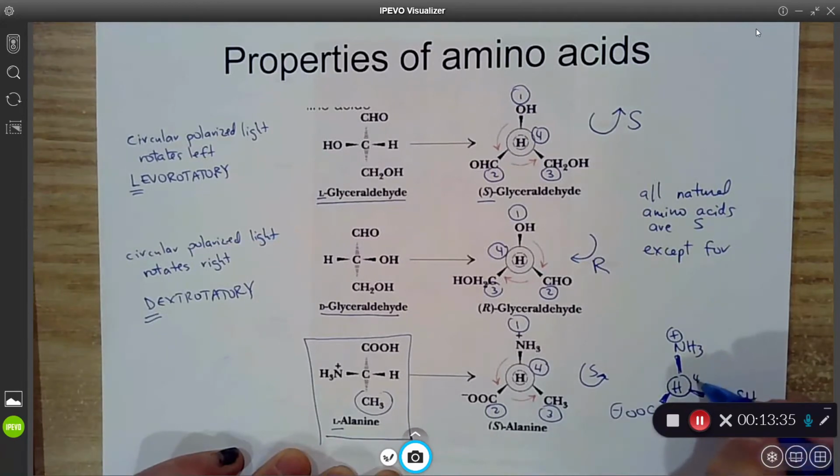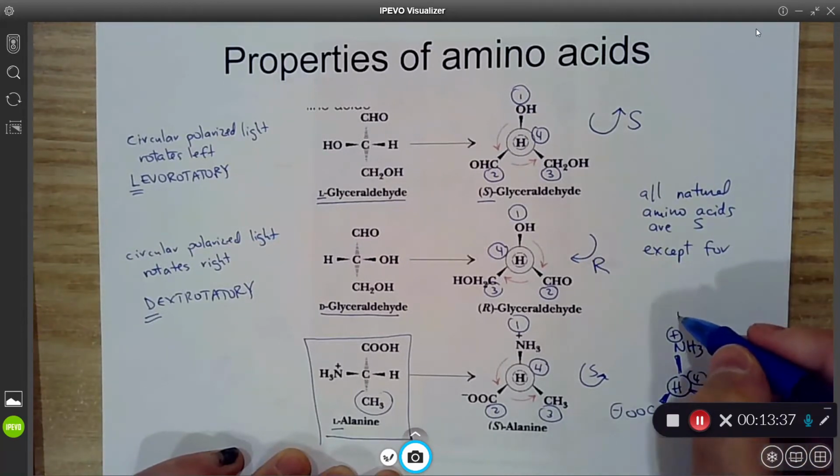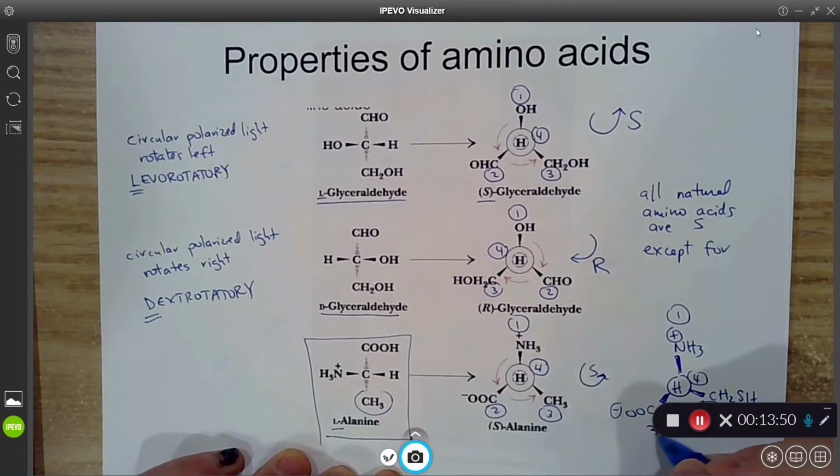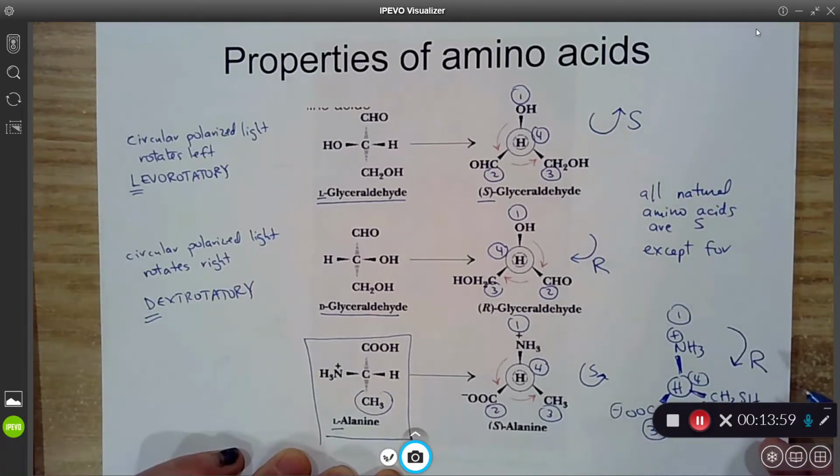Okay, so again, hydrogen gets 4, NH2 gets 1, but this carbon is now bonded to a sulfur, and sulfur is now heavier than 2 oxygens, so it actually trumps the 2 oxygens. So now this gets a higher priority, and the carboxylic acid group is now priority number 3. So this actually rotates in the R configuration.